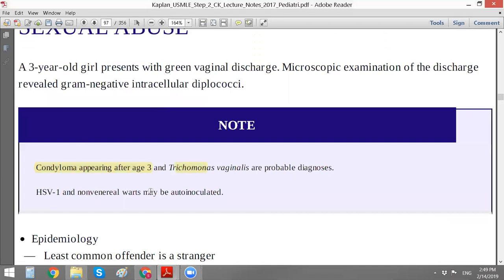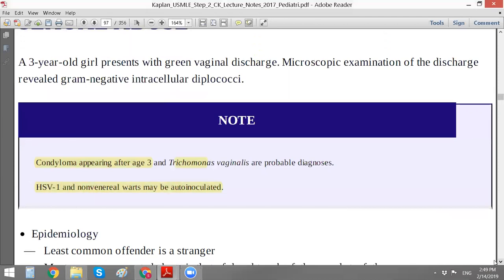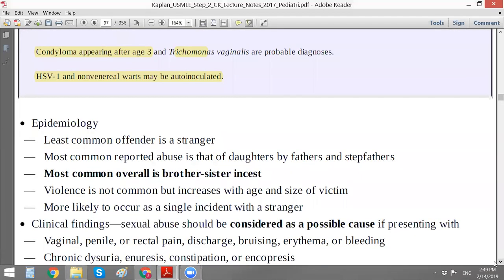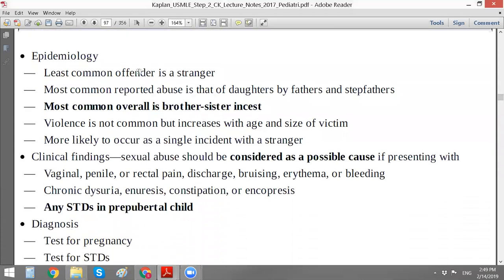HSV and non-venereal warts may be autoimmune. Yeah, HSV and non-venereal warts may be autoimmune. So this is not the suspected diagnosis in this child. Trichomonas and condyloma. Least common offender is a stranger. Most common is father and stepfather. Most common overall is brother-sister incest.